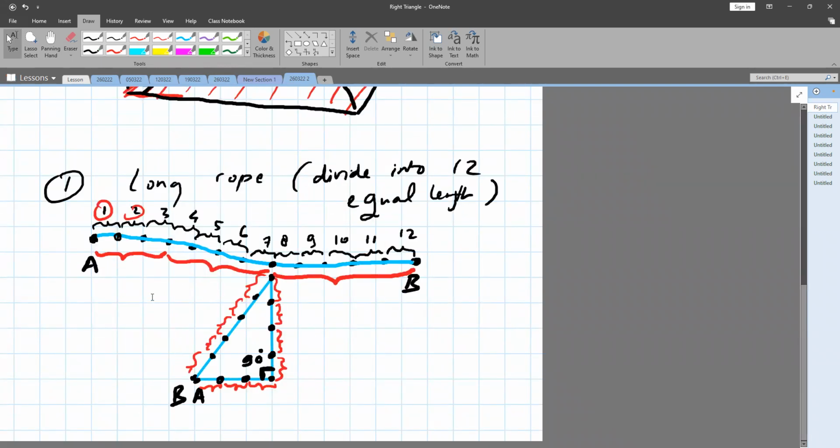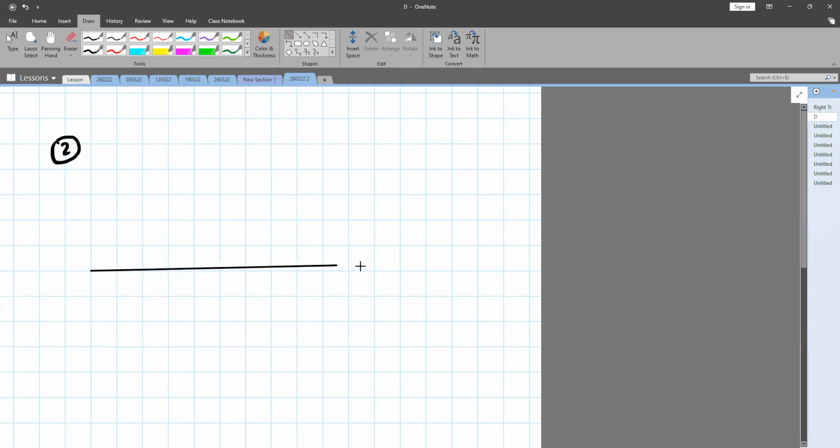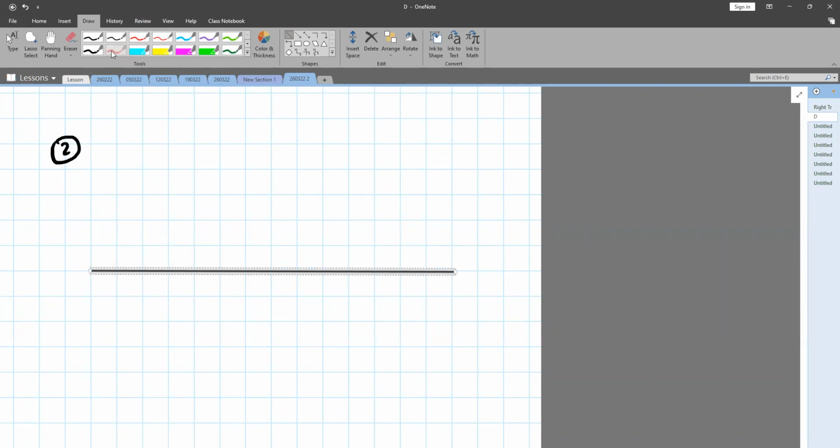Now, the second hypothesis that we have is like this. So we use the same rope. Now, actually, if you have, let's say, a straight line, let's just call it point A and B again.